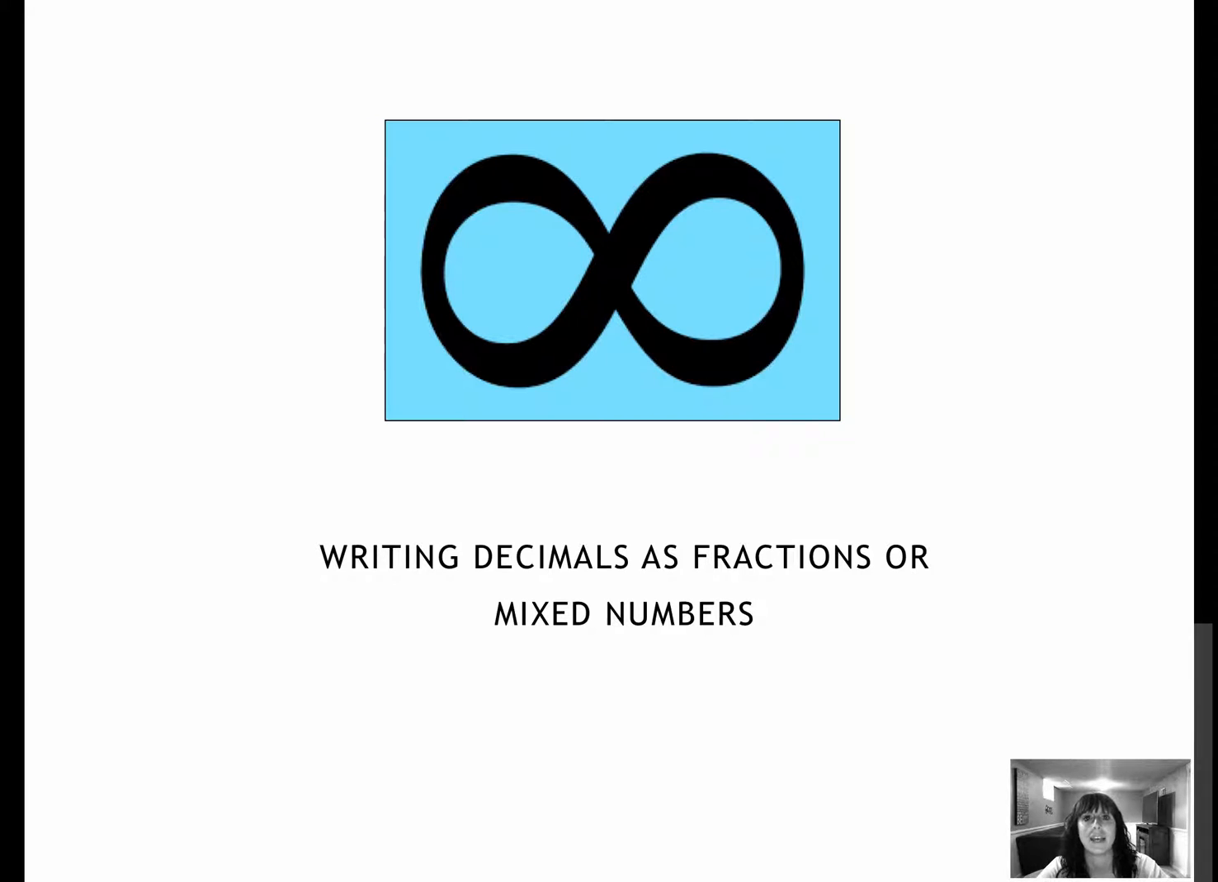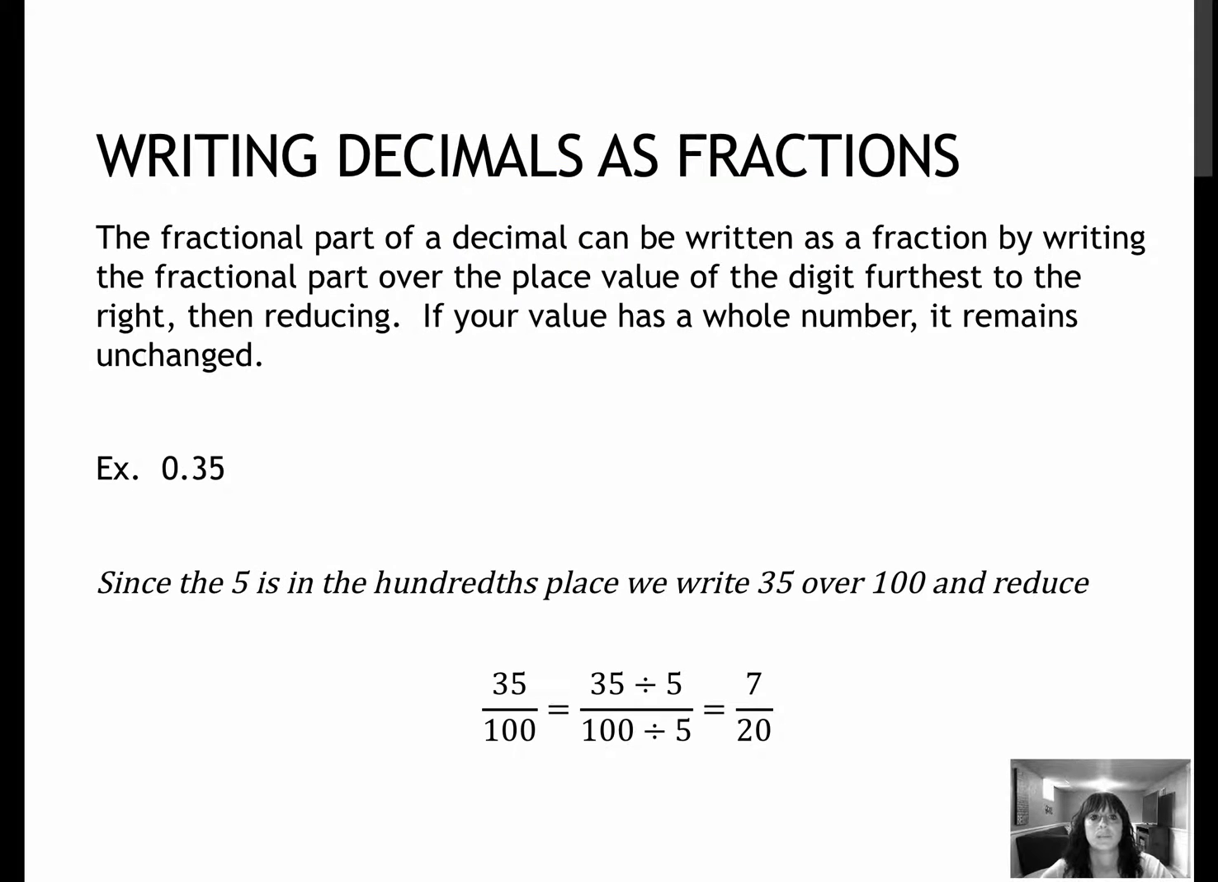We're going to talk a little bit about how to write a decimal as a fraction or as a mixed number. So if we're looking at the fractional part of the decimal, the area to the right of the decimal, we are going to look at what the place value is. For example, we have 0.35, which is said 35 hundredths because it's in the tenths, hundredths place. So if I said it as a word, I would say 35 hundredths.